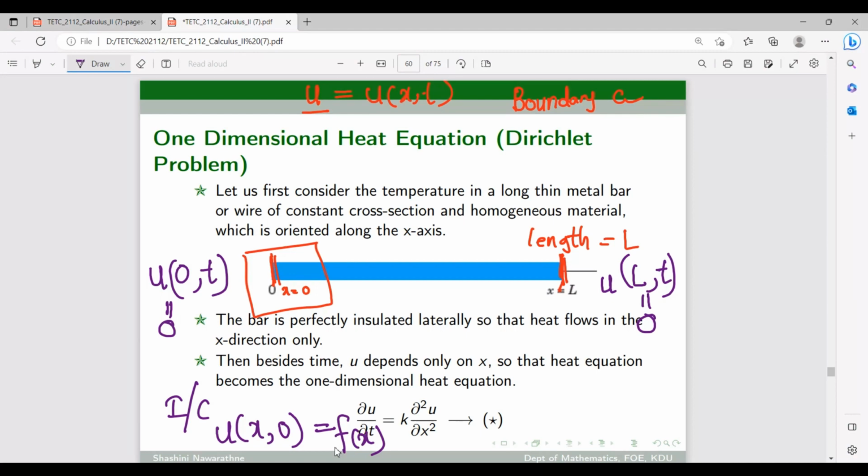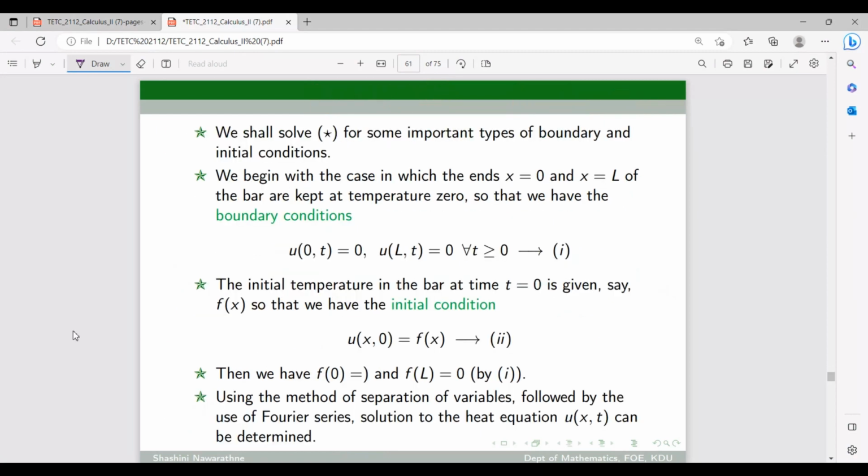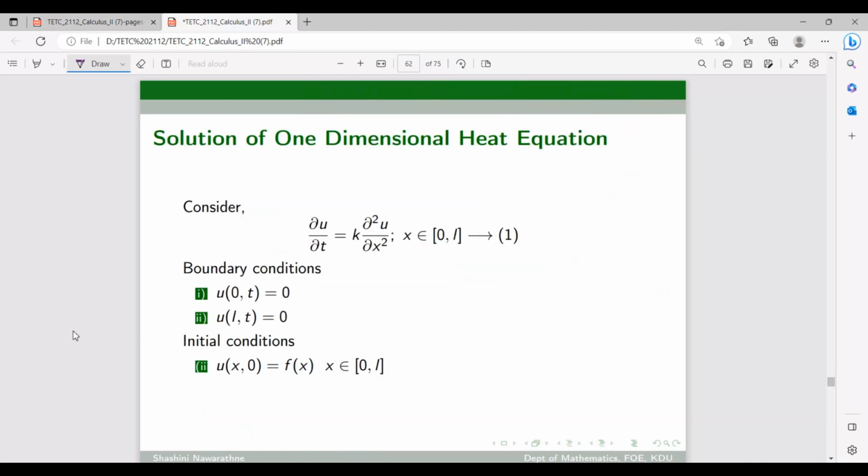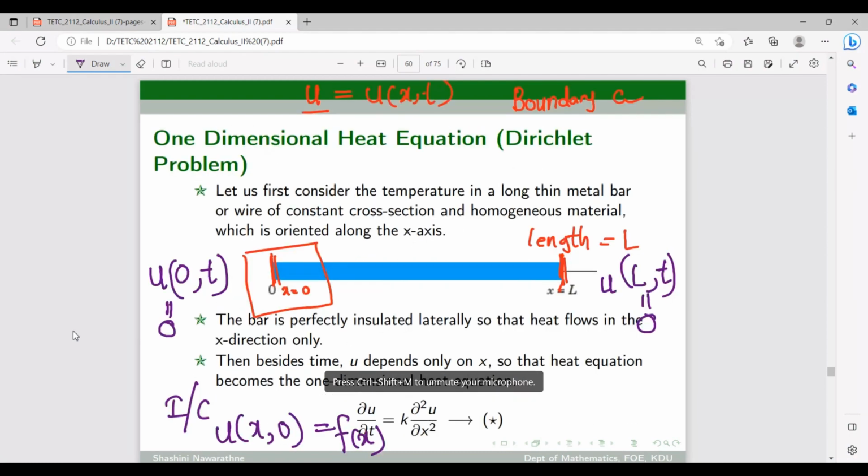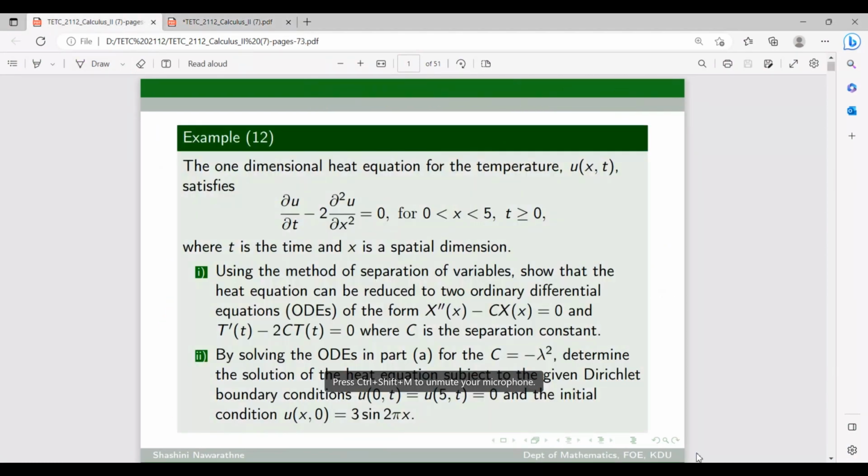Any questions so far? Shall we move back to our problem? Before that, let me check if there are any. Okay. So if we go back to the problem, let's go through it word by word. The one-dimensional heat equation for the temperature u(x,t) satisfies this formula for x varying from 0 to L and for every value of t greater than or equal to 0.